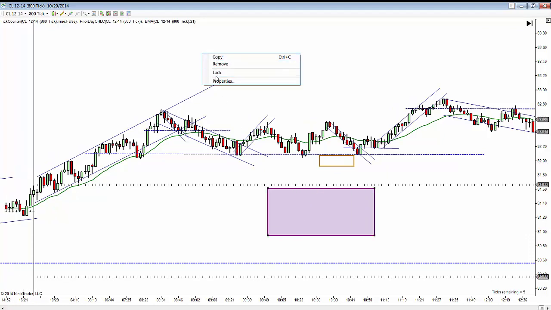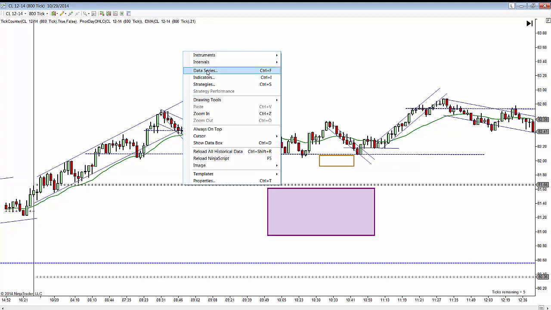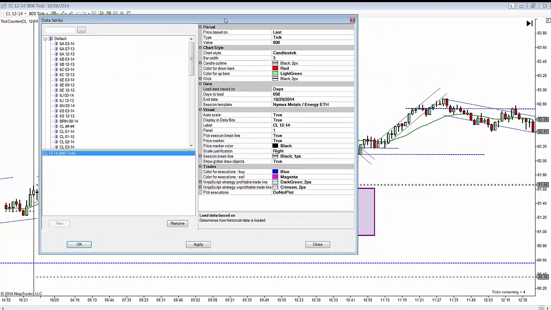So I'll show you my data series, and here's the chart up for the 800 tick chart. You might want to take a look at it. You can see 800 ticks, red, green, black, two-piece. There's 650 days to load. You probably don't need that many days, I just have it in there. NYMEX metals, energy, this is the session template. You see all the other stuff in here, and of course, you've got the chart there.